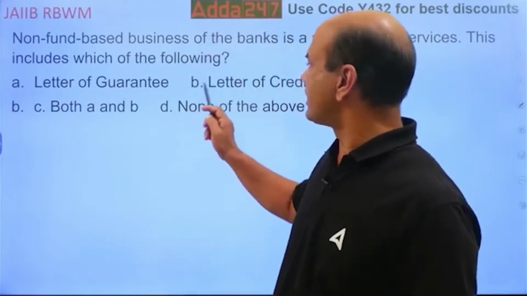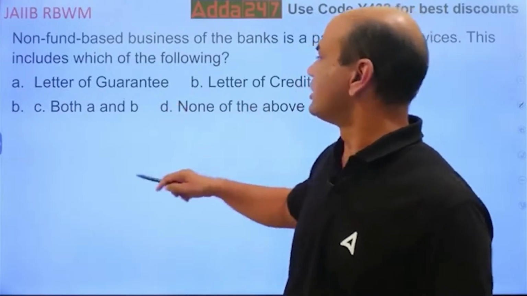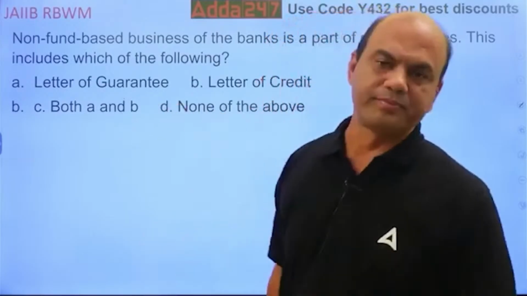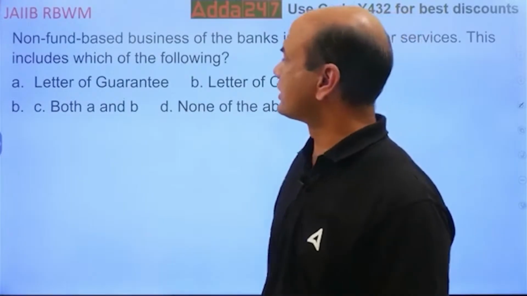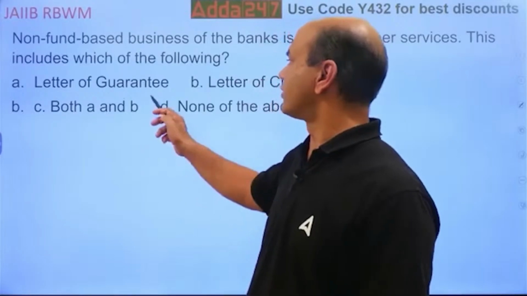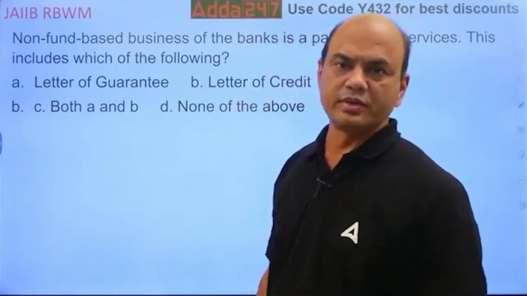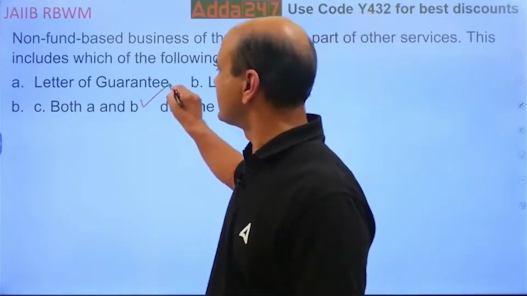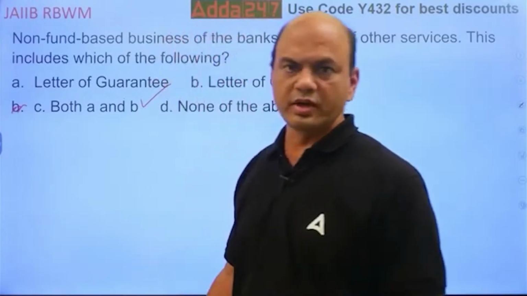So which of them are under non-fund based? LC, letter of guarantee, letter of credit, both A and B, none of the above. Think over it. Letter of guarantee, letter of credit, both A and B. So it is C, both A and B. Got it?